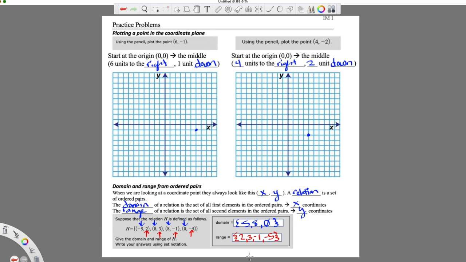All right, so this is how we plot a point in the coordinate plane and how we look at domain and range from ordered pairs. So go ahead and go on, Alex, and give it a try.